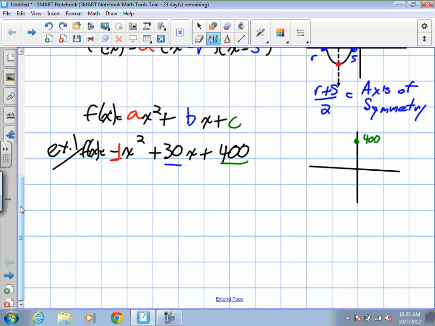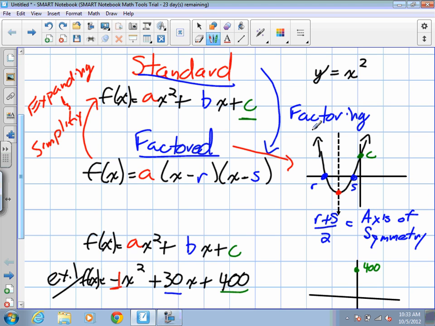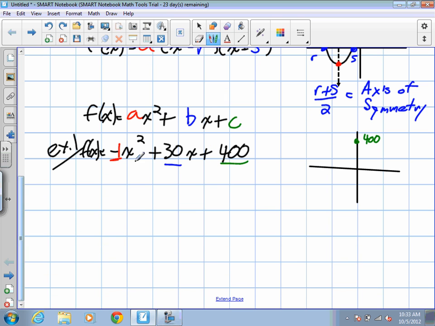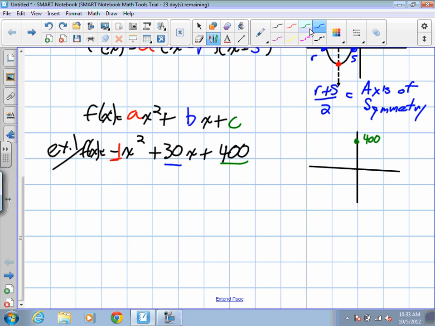And to change standard to factored, what process do I use? Factoring. Okay, so we're going to go through factoring. Our a term here is negative. When we have done factoring, we usually work with positive terms. So what we're going to do is find a common factor. And our very first step of factoring is always to find a common factor. We're going to take the common factor of -1 out.